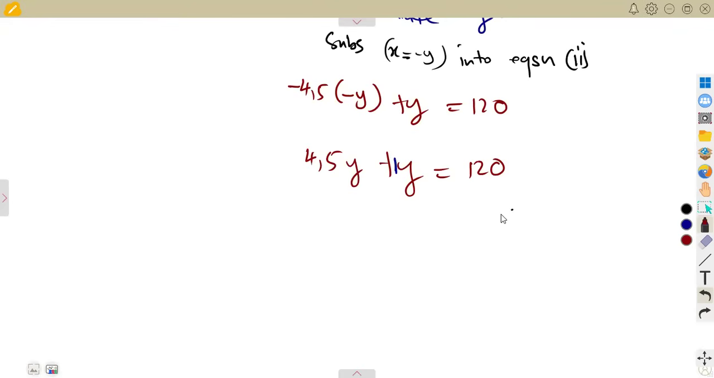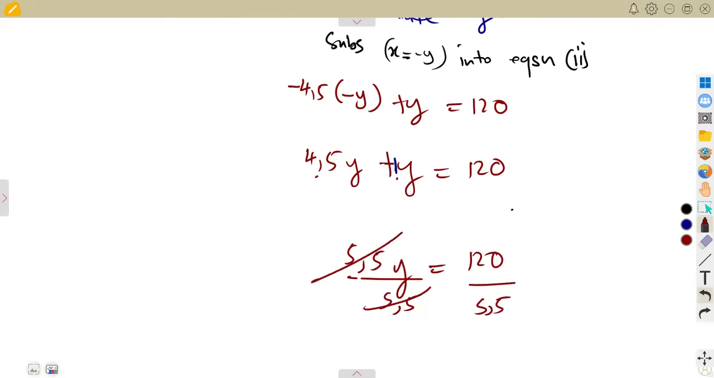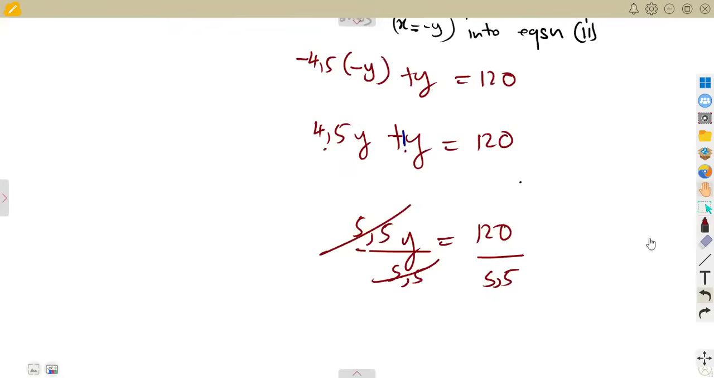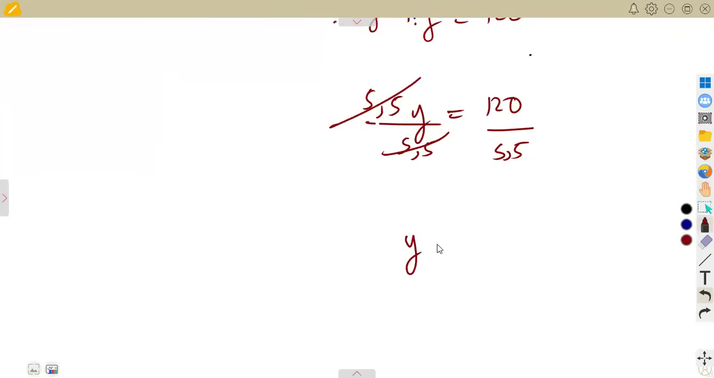So this is a positive there. If we add 4.5 plus 1, it is going to be 5.5y, which is equal to 120. If we divide both sides by 5.5, we have the value of y in that case. So this was going to give us the value of y.